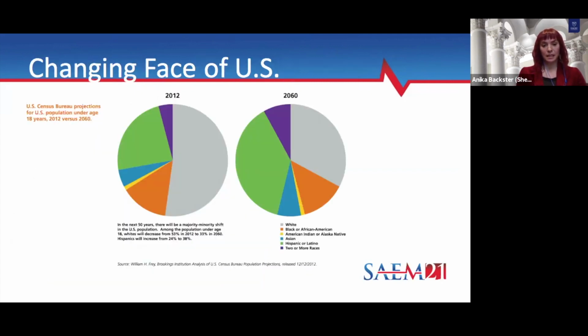Let's consider the United States population for a moment. This is a simplified view, but you can see the shift in the proportion of the gray-white majority from 2012 to 2060.